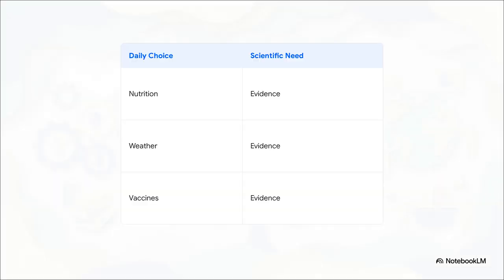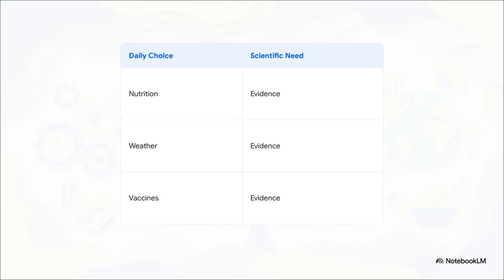How does this actually work in practice? Well, take nutrition choices, for example. When you're deciding what to eat, you're actually applying scientific evidence regarding vitamins, caloric intake, and human biology to your own personal need for health. Or consider something as mundane as weather preparation. It seems so simple, right? But deciding to wear a heavy winter coat instead of shorts is literally you taking scientific data, meteorology, and atmospheric science, and making an informed choice about your societal and personal need to just stay comfortable and safe.